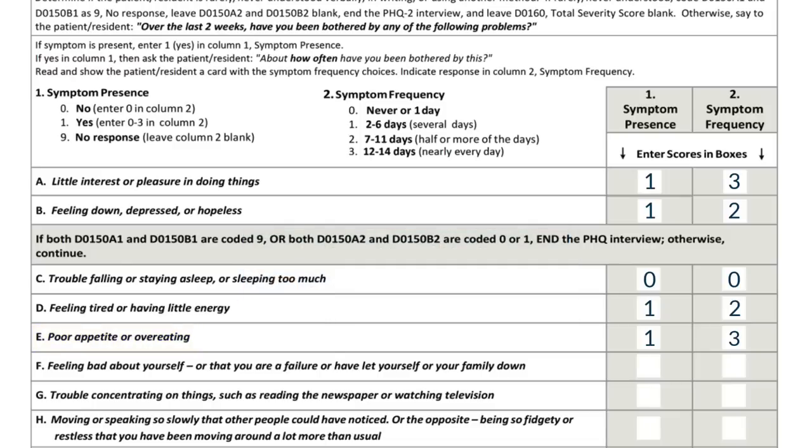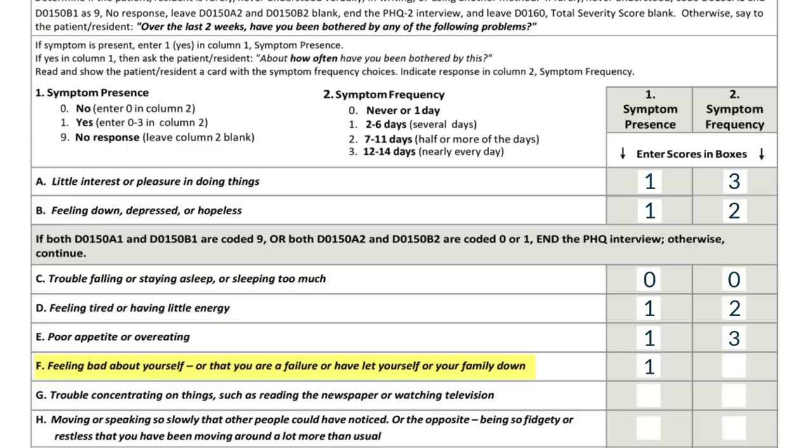How would you code Ms. Swanson's symptom presence for D0150F1, feeling bad about yourself, or that you are a failure or have let yourself or your family down? How would you code symptom frequency for D0150F2? The correct coding for Ms. Swanson's symptom presence for D0150F1 is 1, yes. Ms. Swanson explained that she was bothered by her feelings of letting her family down and being a burden.